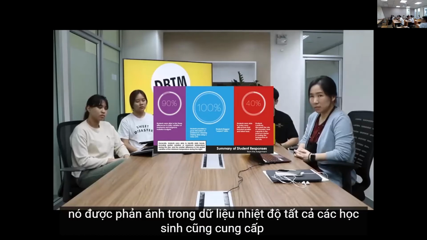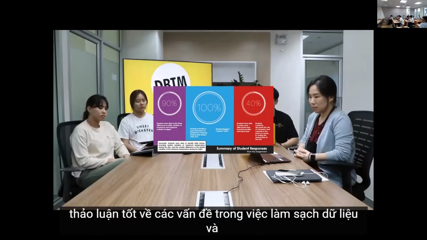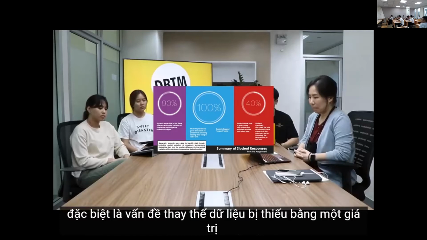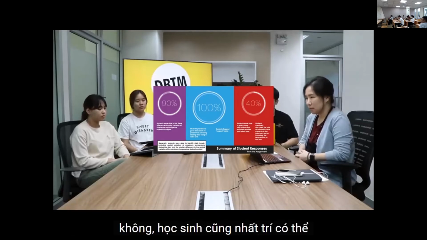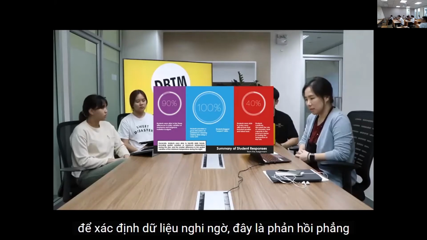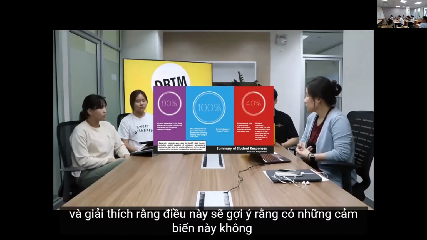All of the students also provided a very good discussion about problems in cleaning the data, and particularly the problem of replacing missing data with a value of 0. The students also unanimously were able to identify suspect data. This was the flat response, and explain that this would suggest that the sensors were not responding properly.